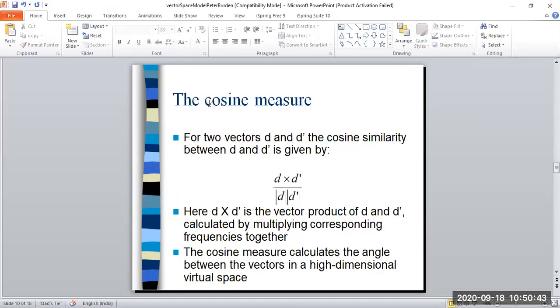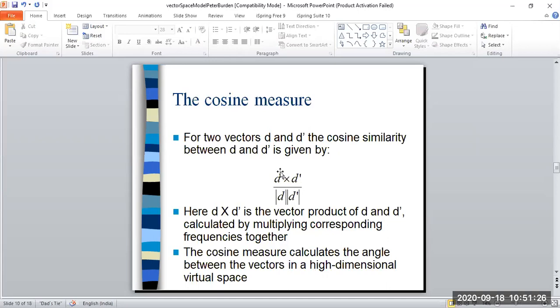So how do we calculate the cosine measure, or how do we calculate the angle between the two vectors? This is the formula: d dot d dash, or d complement, divided by the absolute value of d and the absolute value of d dash. Here d and d complement are two different documents, like document A and document B. So first we have to calculate the product between these two vectors and divide by the product of the absolute values of the two vectors.